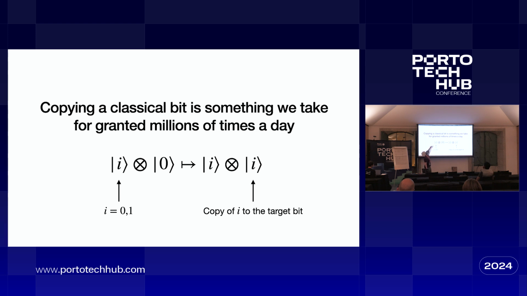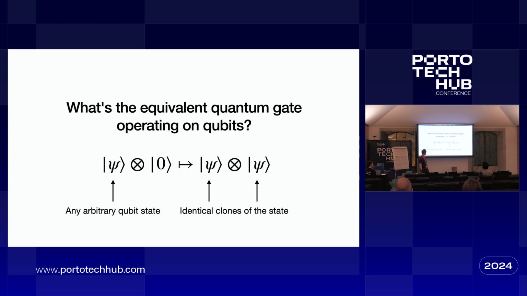Copying is a process which takes a bit in an arbitrary state and another bit, and produces two bits in the same state as the first one. Okay? All agreed that that is how we represent copying of a classical bit in our formalism? We ask, what's the equivalent quantum gate operating on qubits?